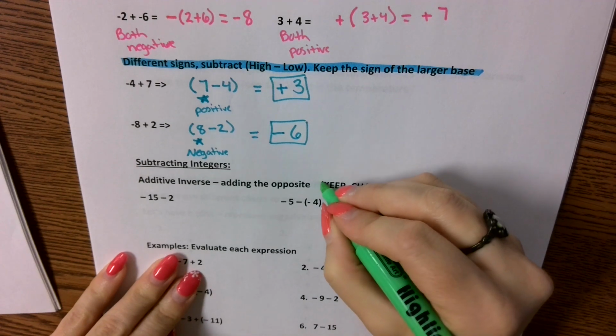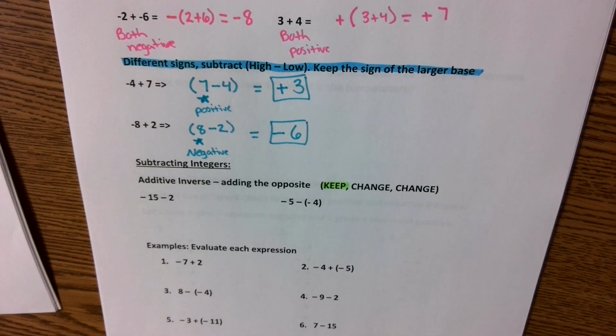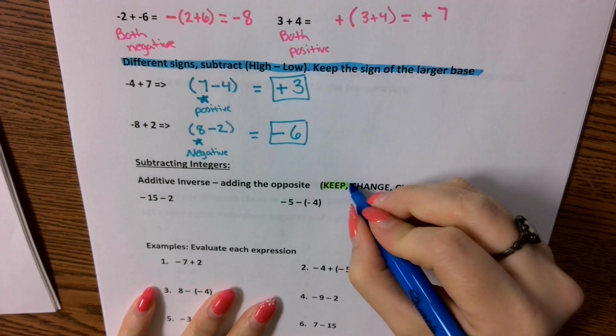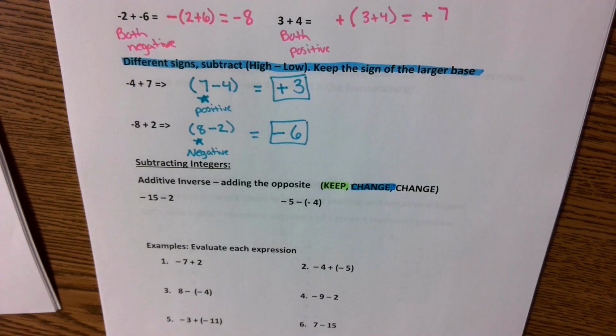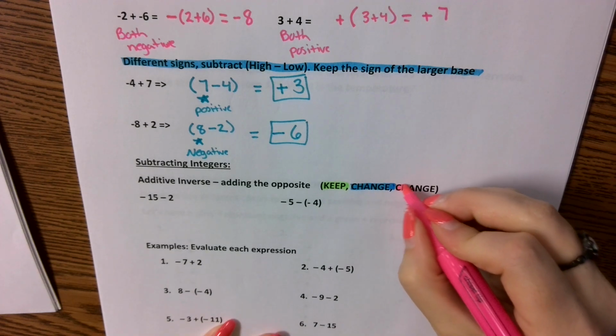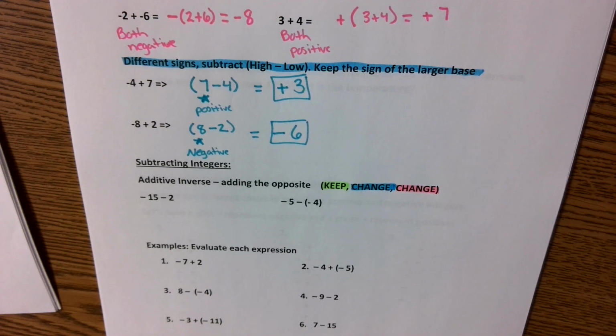The first step is to keep the first value in your problem the same. Nothing changes to it. If it was a negative, it stays a negative. If it was positive, it stays a positive. The only things that are going to change is the subtraction is now going to become addition, and that the second term in your problem is going to become its opposite. The second term will become the opposite value.